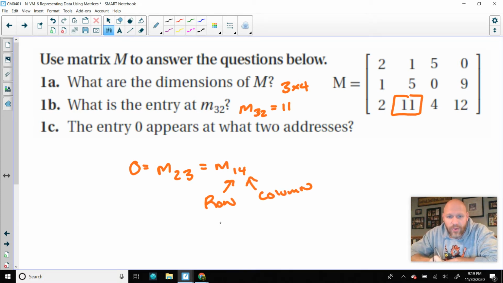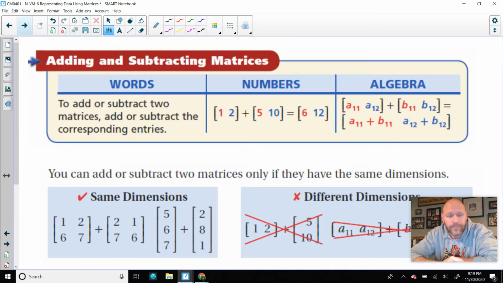Once again, rows are horizontal, kind of like an X value. Columns are vertical. They go up and down, kind of like a Y value. So X always comes first and Y goes second. That's how you determine your rows and your columns for your dimensions. 3 rows, 4 columns. All right, let's go ahead and move on.